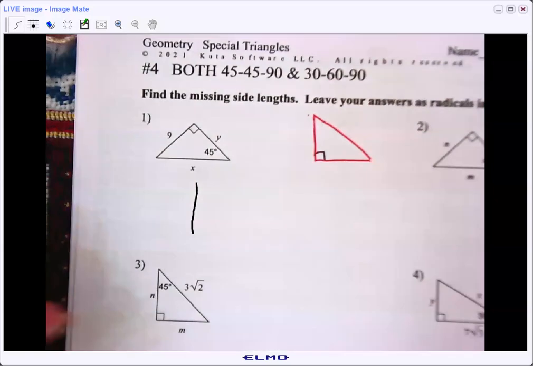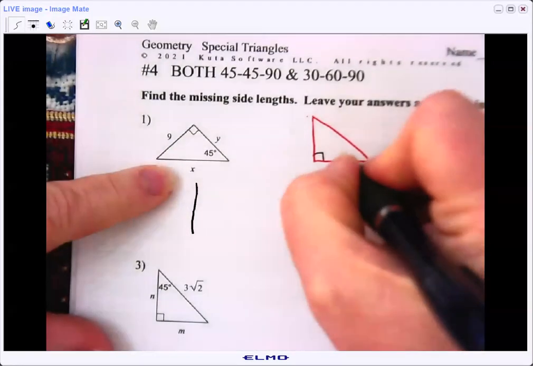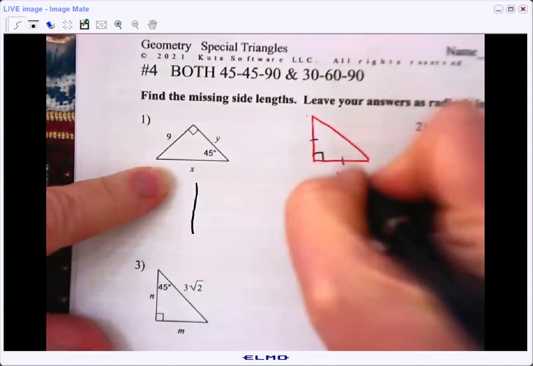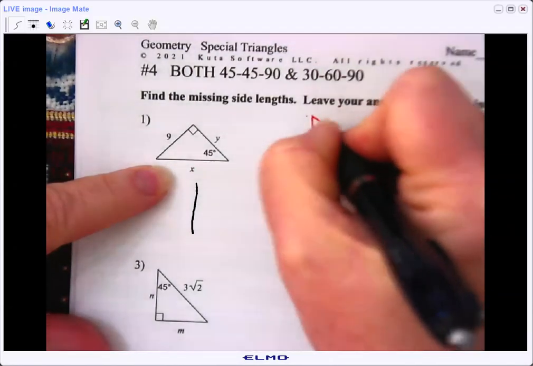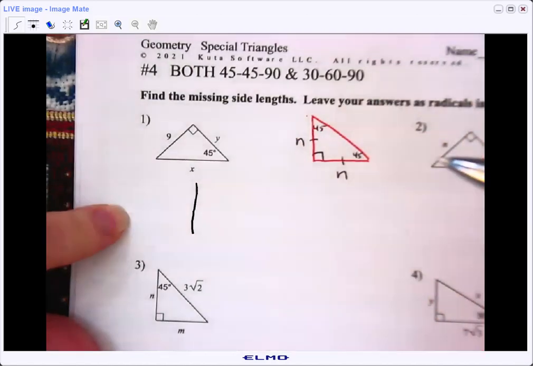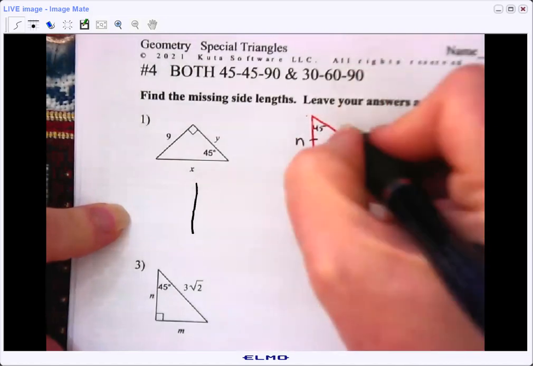What do we know about the sides of a 45, 45 triangle? They're equal. And so these two are equal. This is n, 45, 45. And then what would the hypotenuse be? n√2. Good.